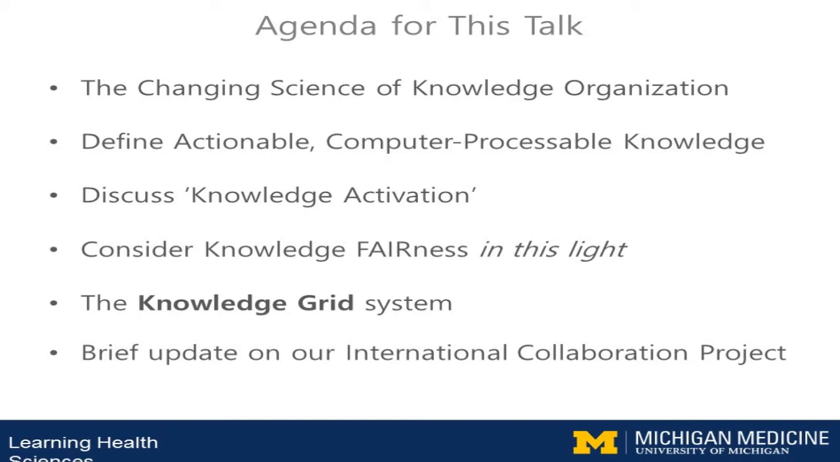When we get through with that, we get to the second part, where we're going to talk about something called knowledge fairness. But we need the first part in order to understand what that concept is all about. Then we'll get to the knowledge grid, which is an actual software system that's being built in our lab. And finally, I will give a brief update on the work that we're doing in the international collaboration project that was mentioned earlier. So this will be the agenda for this period.